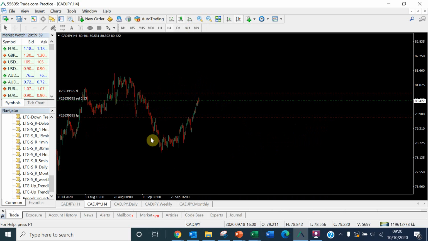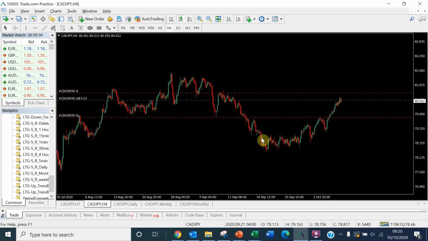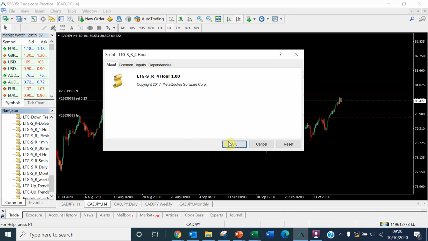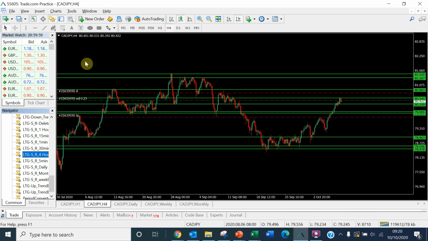On the 4-hour, you can see that we did have that original breakout. I'll put in the 4-hour support and resistance levels just to show you. So we were here.